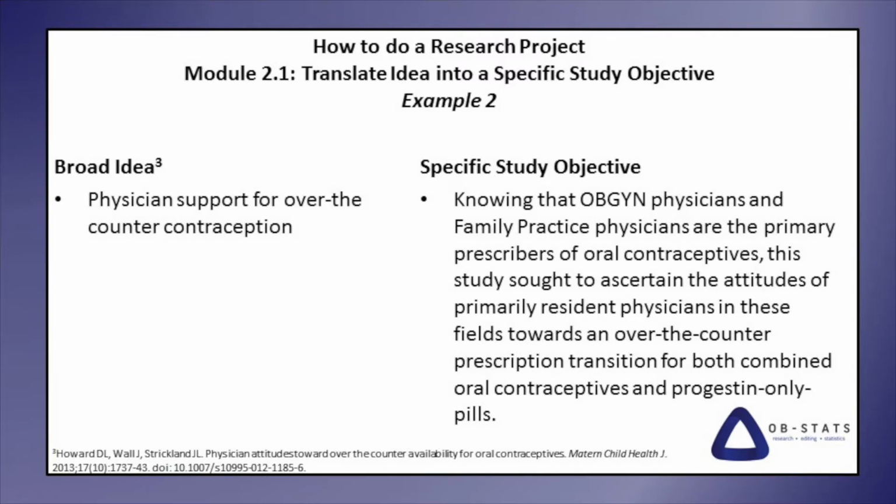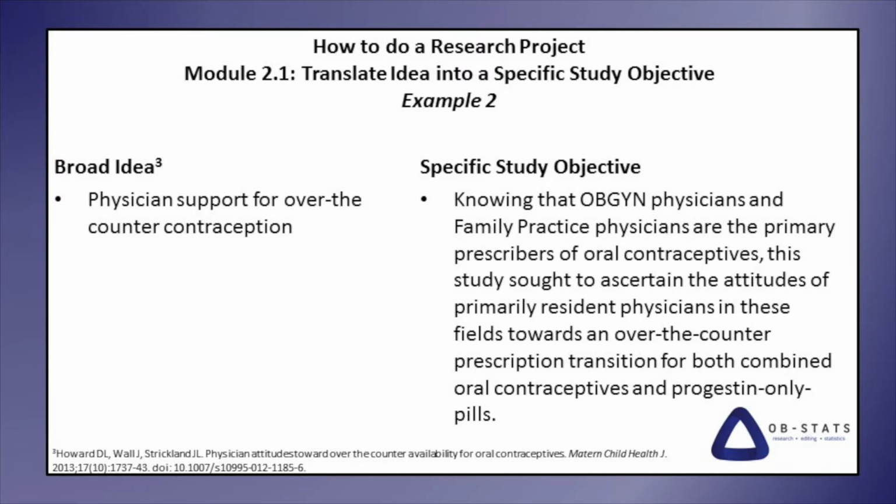In the second example, we will examine the broad idea that looks at physician support for over-the-counter contraception. Specifically, knowing that OB/GYN physicians and family practice physicians are the primary prescribers of oral contraceptives, this study sought to ascertain the attitudes of primarily resident physicians in these fields towards an over-the-counter prescription transition for both combined oral contraceptives and progestin-only pills.